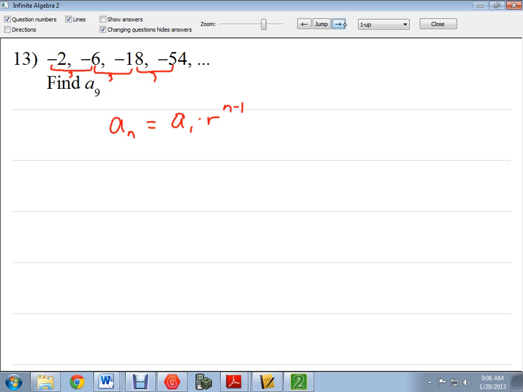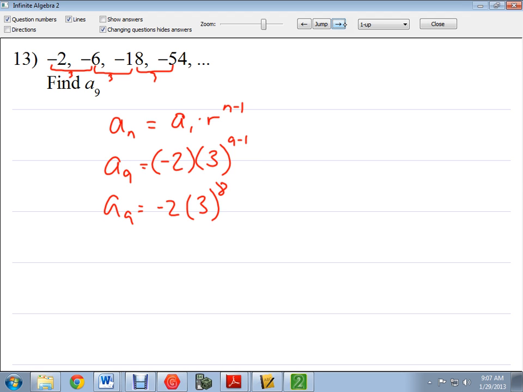So what we need to do is figure out what a1 and r and n are. In this case, we're looking for a9 is equal to a1, the first term, negative 2, times the common ratio, which in this case is 3, being that it's being multiplied by 3 every time, to the n minus 1 or 9 minus 1 power. So a9 is equal to negative 2 times 3 to the 8th.